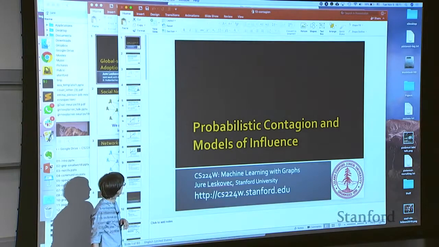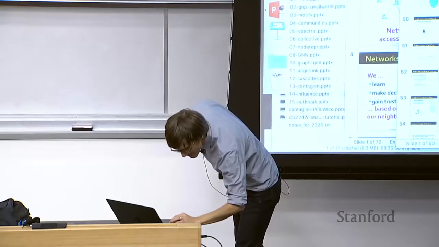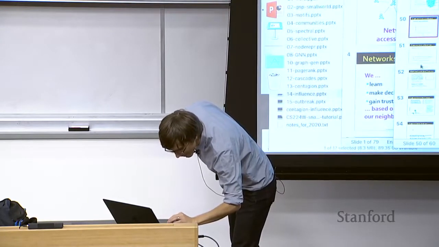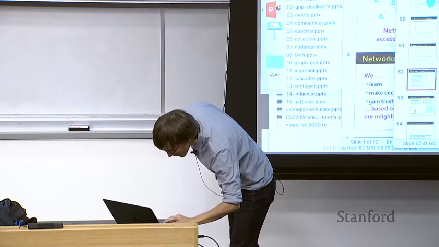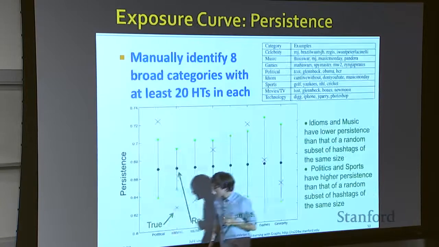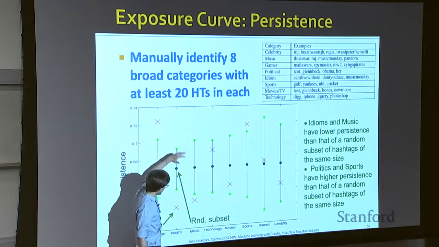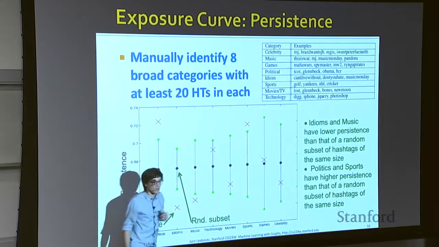Sorry, wrong slide. I wanted to show this. Right. Persistence was this ratio of the area under the curve versus the area of the square, and politics and sports are persistent, music and idioms are not persistent.